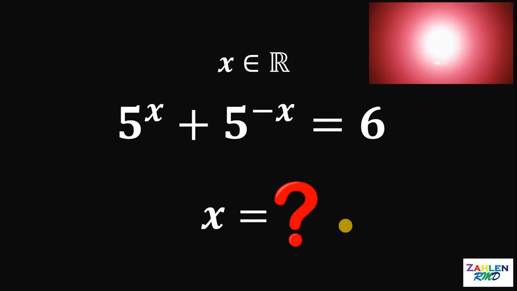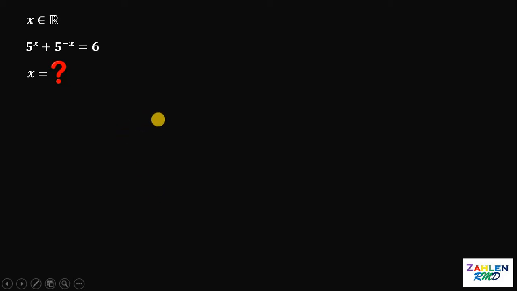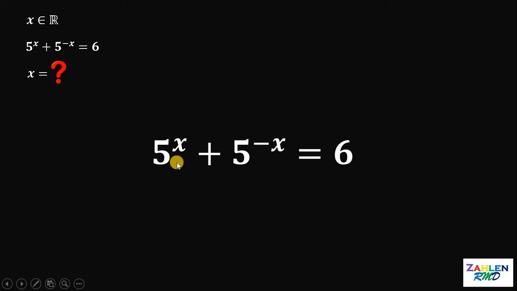Time's up. Now, let's answer this question together. To answer this question, let's focus on the given equation. We have 5 raised to x plus 5 raised to negative x equals 6. Now, notice that we have a negative exponent. So, we can use some laws of exponent.